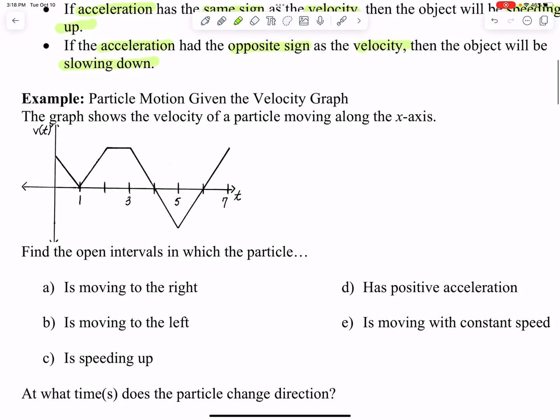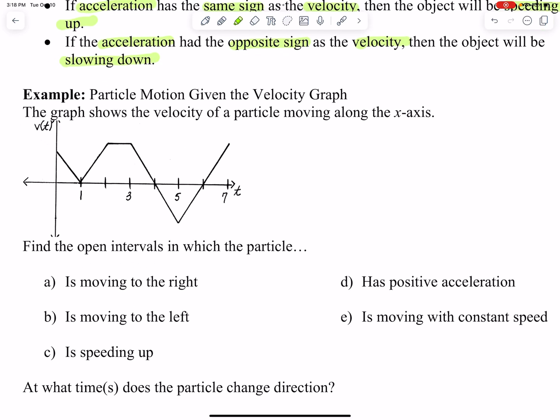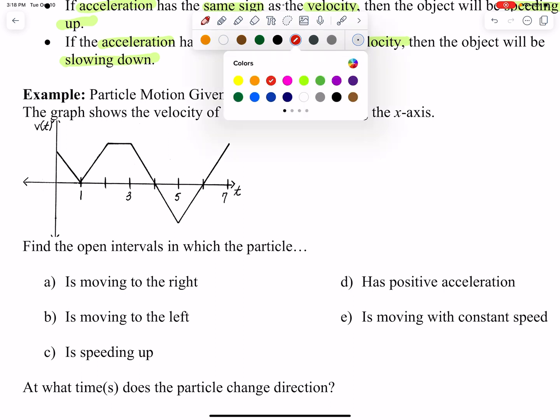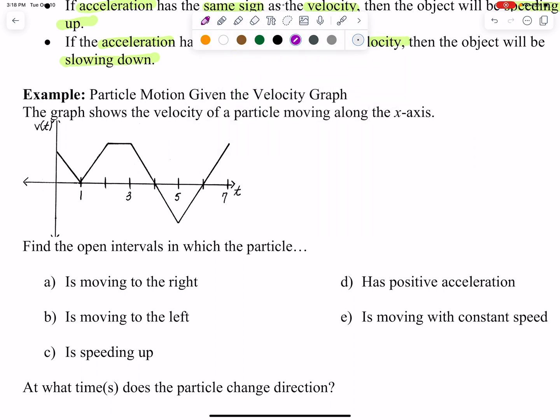Okay, so this graph is a velocity graph. It represents the velocity of a particle that's moving along the x-axis. So if we're thinking about a particle moving along the x-axis, that means the particle is either moving to the left or the right. For these linear motion problems, it's going to be one direction or the other. Depending on the information given, the terminology might be left or right, forwards or backwards, or it could be up or down. In this case, the particle is moving along the x-axis, which indicates moving to the left or the right.